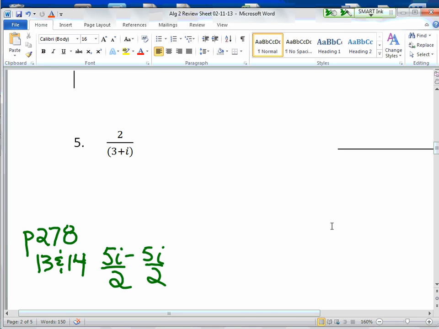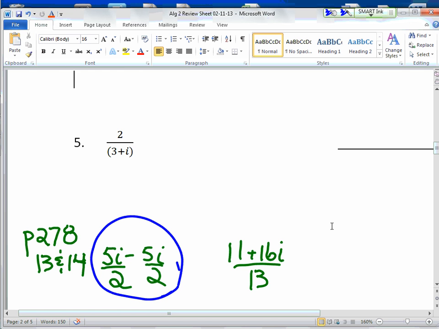And for 14, you're going to get this. Okay. This strikes me as odd, so I'm going to just double check that and let you know in the comments section if that in fact is the right answer. I know for sure this is the right answer. Okay, so let's try number 5.